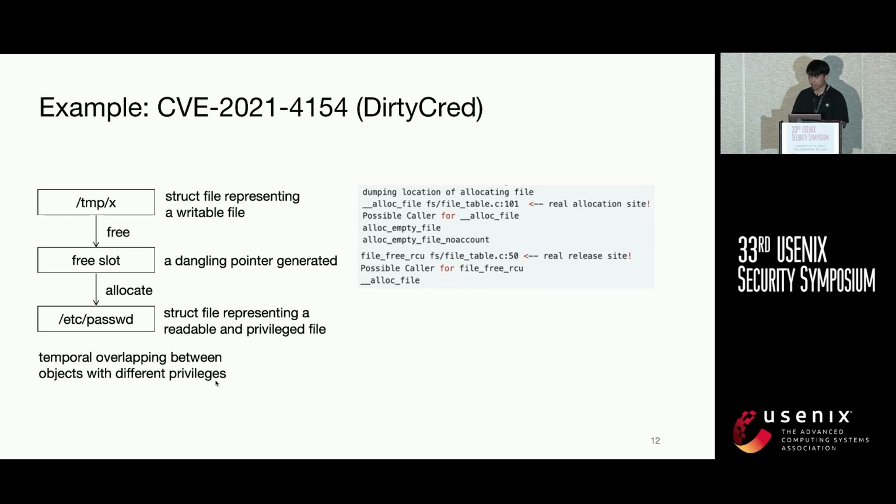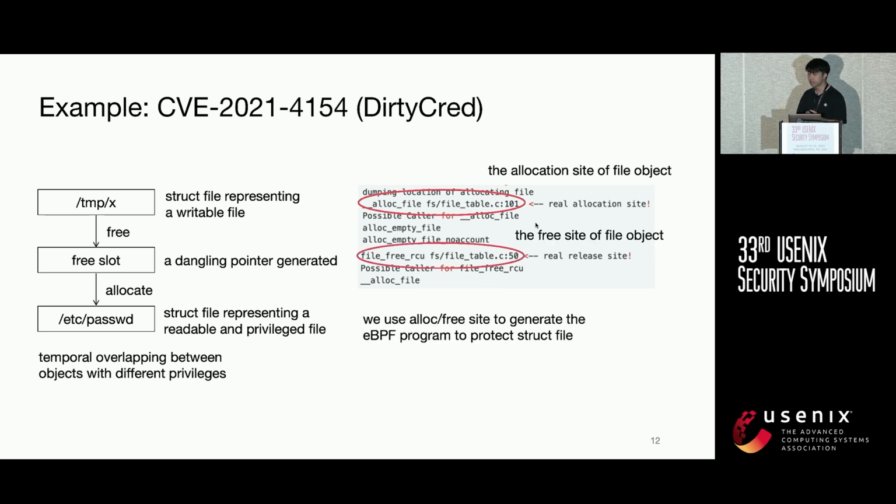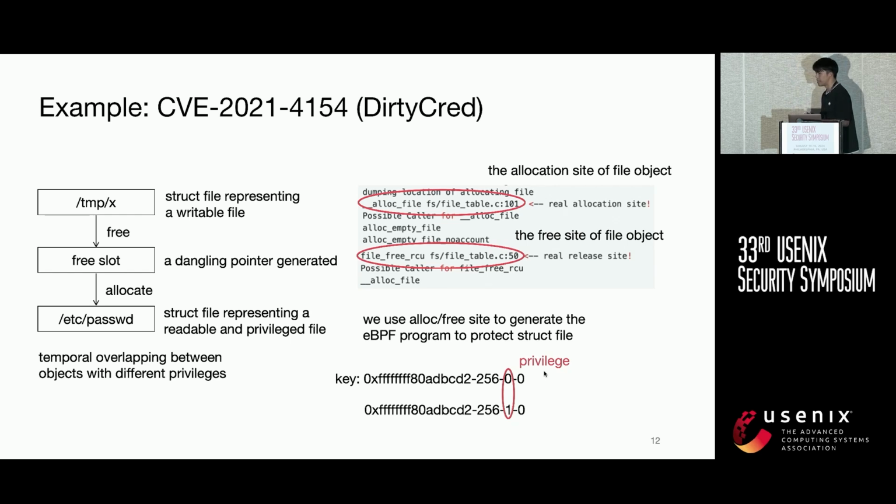And here is how we synthesize the eBPF. From the bug report, we can see the allocation side. This is the allocation side of the file object. And here is the free side of the file object. We use the information of the allocate and free sides to generate the eBPF program to protect the struct file. Here's an example of a key. As we can see, the third part represents the privilege of the object. Struct files with different privileges will be allocated in different regions.